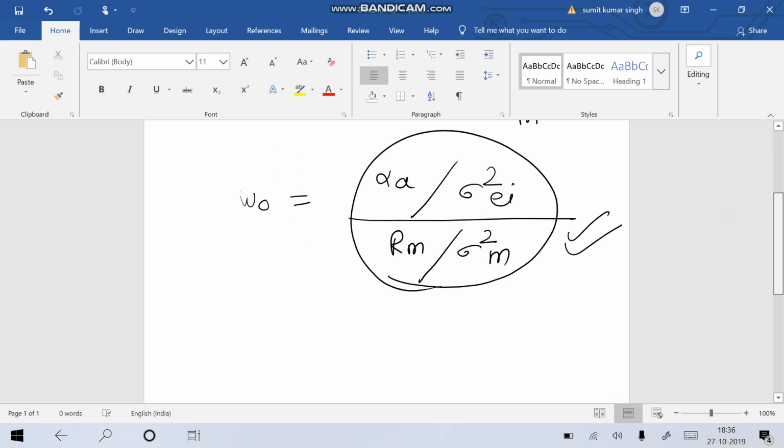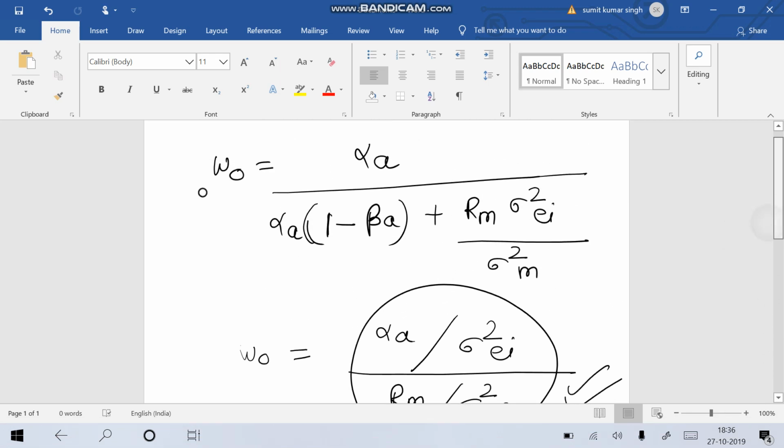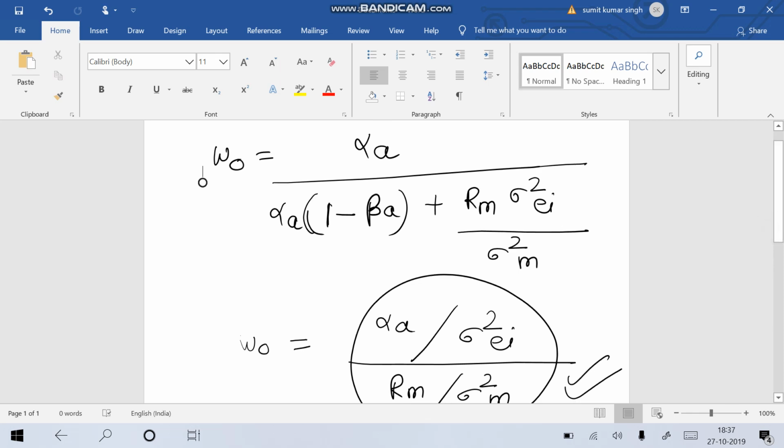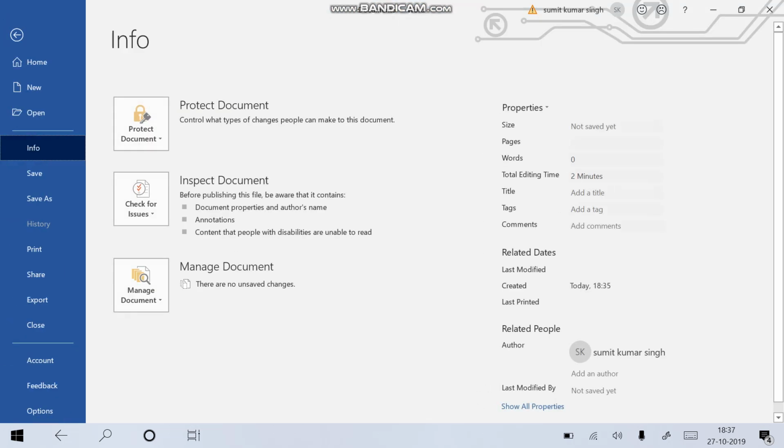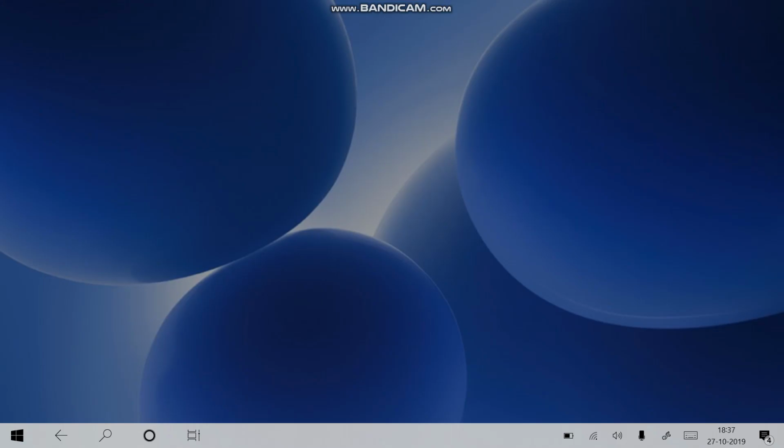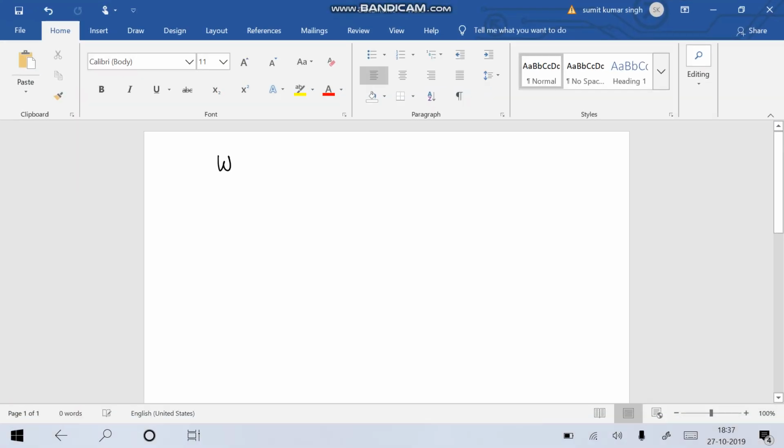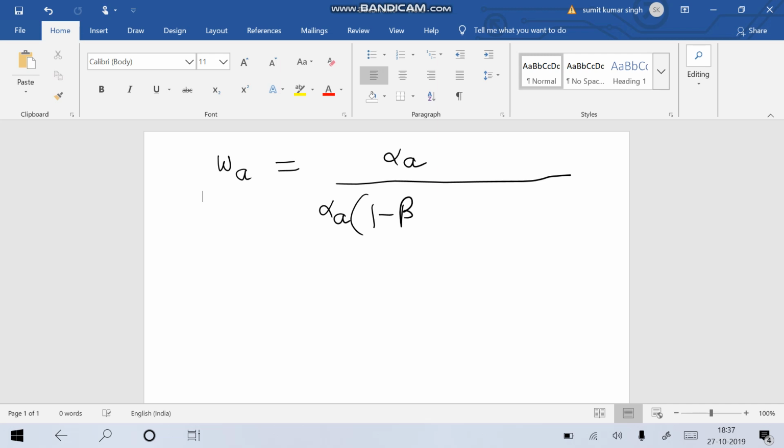So let's ignore that, let's talk about the scenario where the beta of the portfolio is not 1. So the weight of the active portfolio would be alpha of the active portfolio divided by the alpha of the active portfolio (1 minus beta of the active portfolio) plus the excess return on the market into residual variance, divided by the variance of the market.